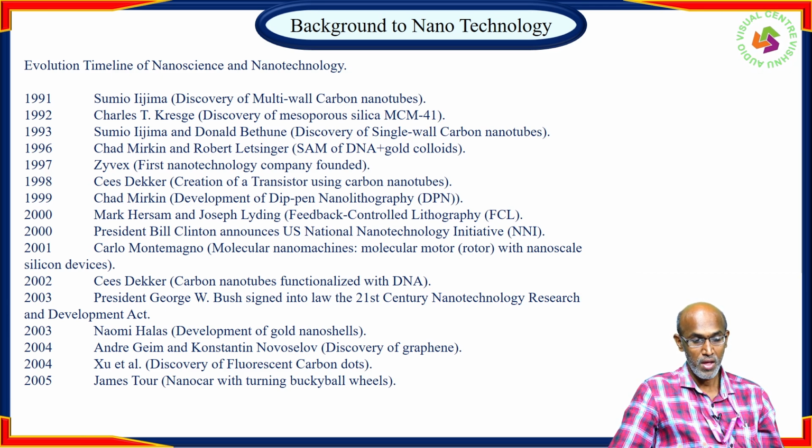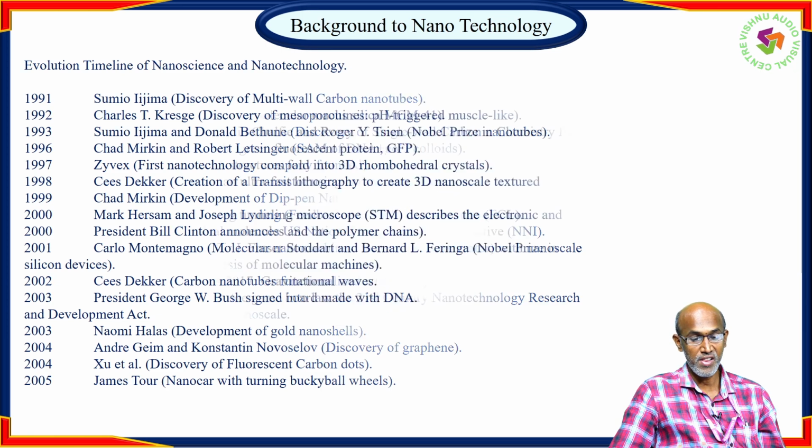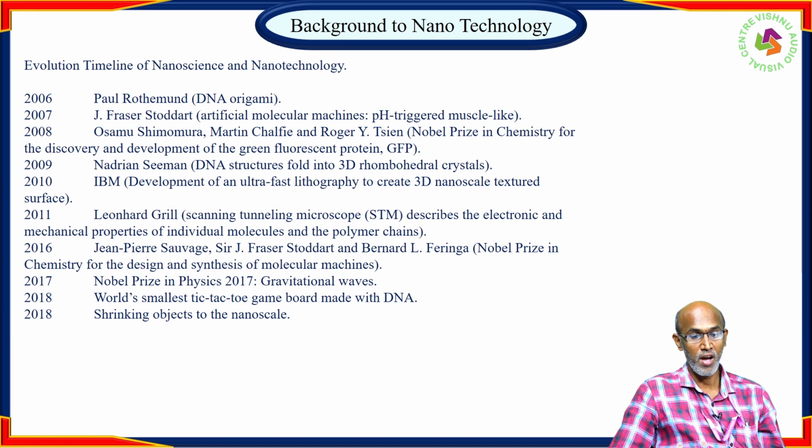2004, discovery of graphene. 2004 itself, discovery of fluorescent carbon dots. 2005, nanocar with turning buckyball wheels. 2006, DNA origami. 2007, artificial molecular machines. 2008, Nobel Prize in Chemistry to Osamu Shimomura, Martin Chalfie, and Roger Y. Tsien for the discovery and development of GFP. 2009, DNA structure folded into three-dimensional rhombohedral crystals.